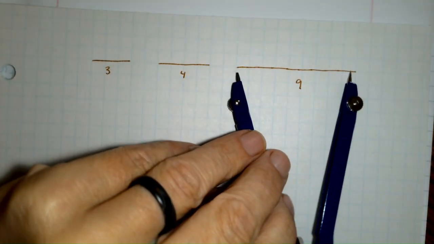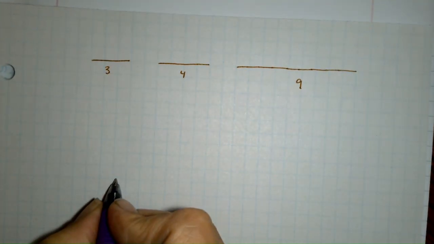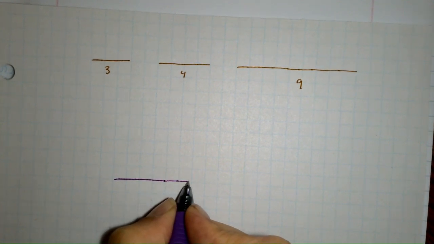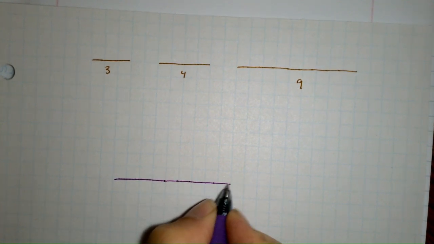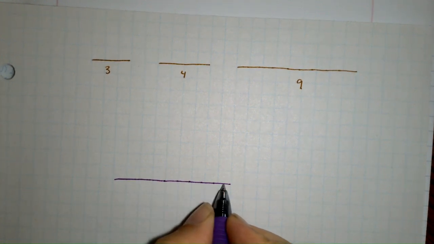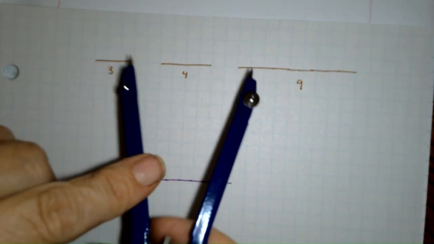Okay, so I'm going to start with mine. Well, actually, I can just count 9 squares. That's not going to be very hard. 1, 2, 3, 4, 5, 6, 7, 8, 9. Okay. And I'm going to measure my length of 4.